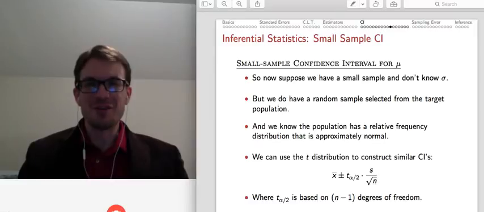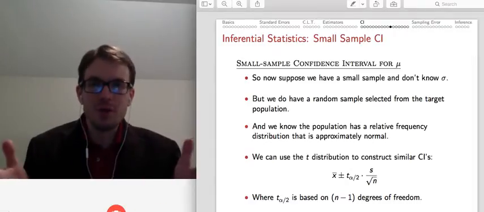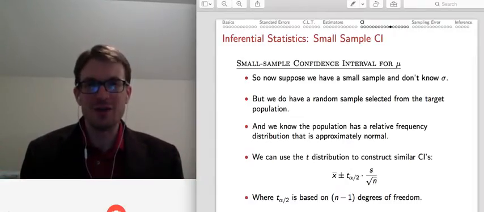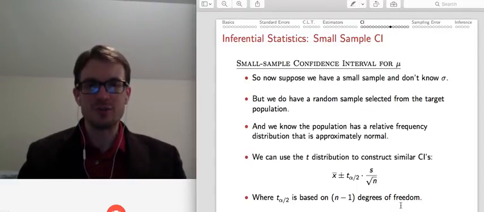The confidence interval we build from the t-distribution has the same general form as the one we saw earlier. It's a sample mean bounded below and above by the product of a critical value and a standard error. Here we use the sample standard deviation and the critical value from the t-distribution. That's the difference.